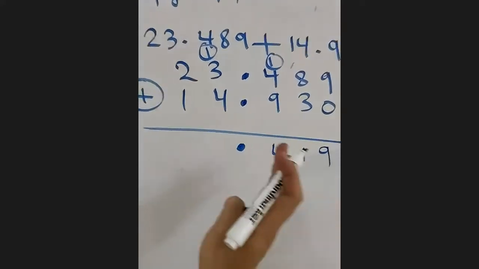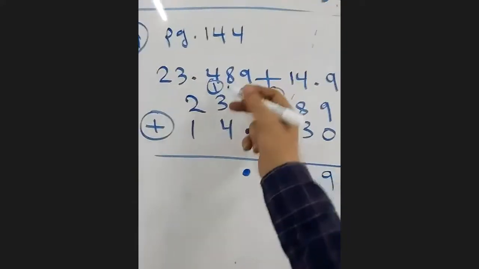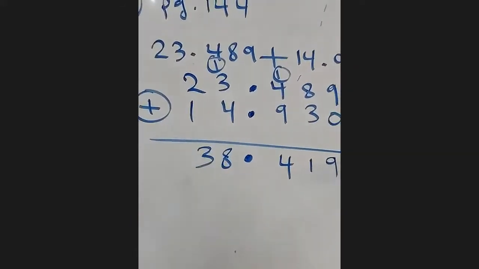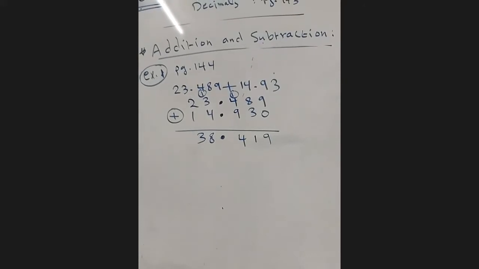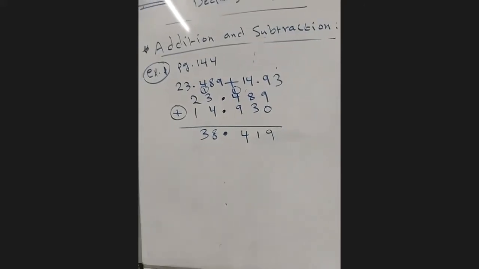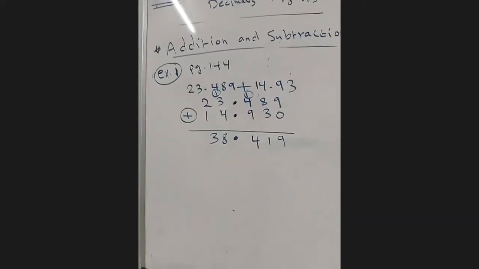The decimal goes in the same place, not to the right, not to the left, on the same column. Now add here 8 and here 3. So the answer is 38 and 419 thousandths. Thousandths. This is how to add.